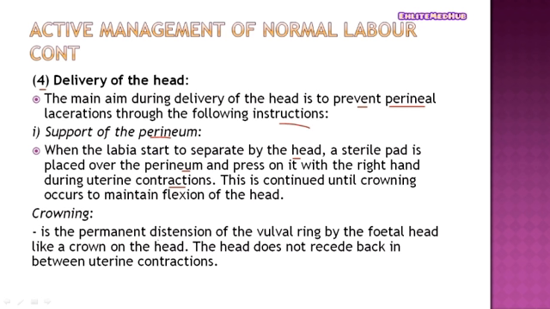Crowning is the permanent distension of the vulvar ring by the fetal head, like a crown on the head. The head does not recede back in between uterine contractions. So once the head has opened up the vulvar ring like a crown, the head does not go back into the vagina between uterine contractions.